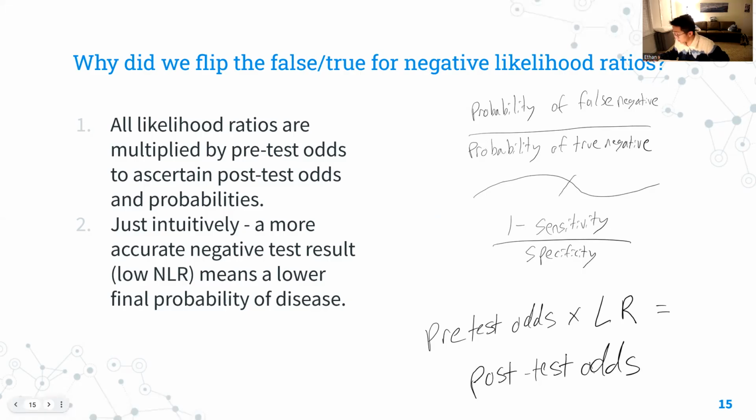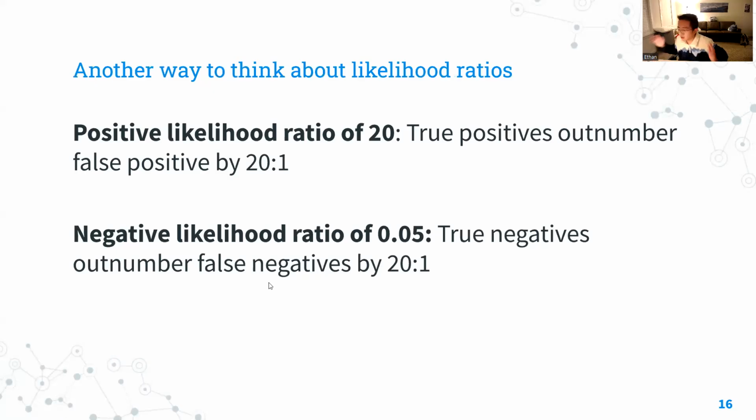So that was confusing. That was a lot of explanation. If you're just saying, Ethan, what the heck is going on? How do we think about this? If you have a positive likelihood ratio of 20, that means true positives outnumber false positives by 20 to 1. So you can have some confidence that if you get a positive result from a test that has a PLR of 20, then it's pretty likely compared to not likely that this person actually has the disease, right? These true positives outnumber false positives by 20 to 1.